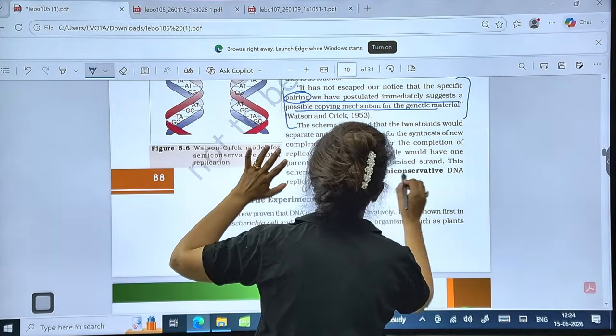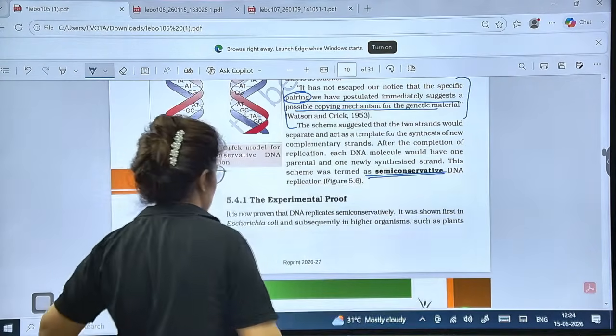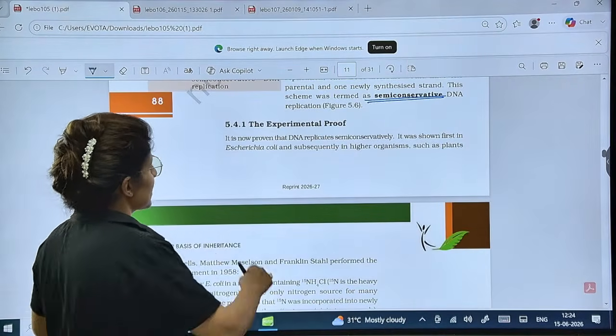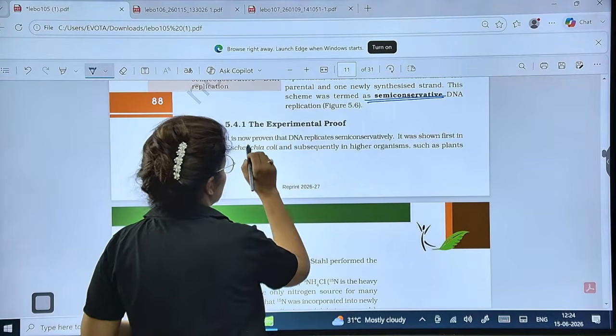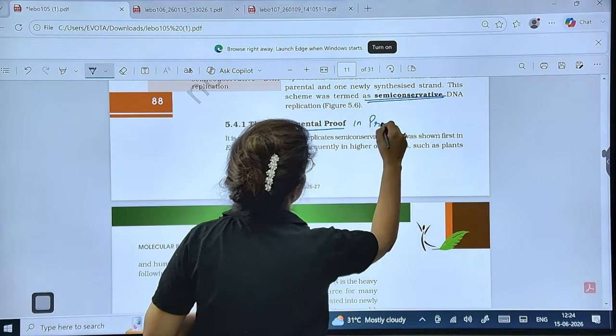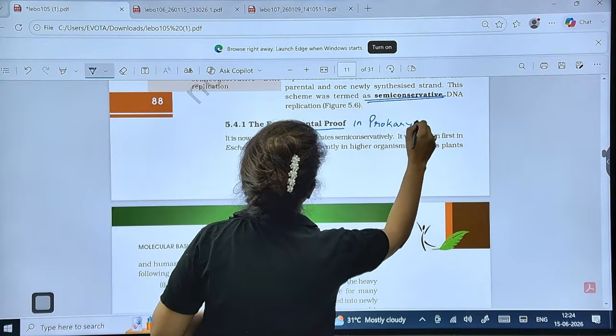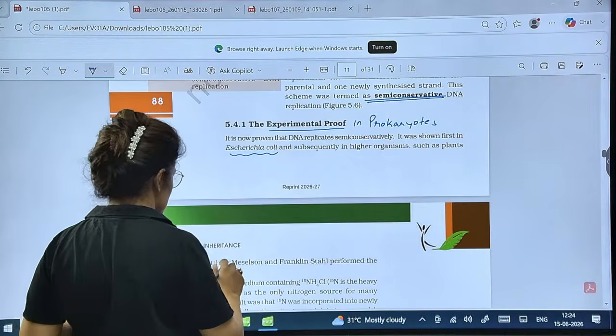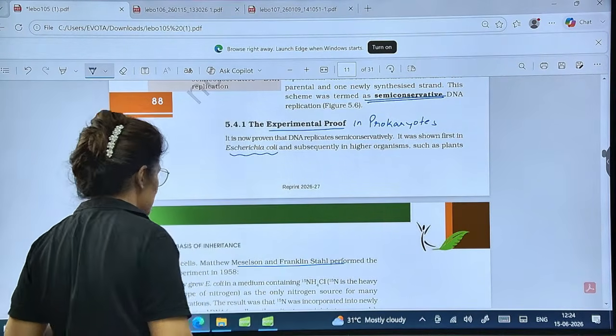Now, what is the nature of replication? It is semi-conservative in nature. Is that clear? Now, the experimental proof of the semi-conservative nature of DNA replication in prokaryotes was first seen in E. coli, and this was suggested by Meselson and Stahl.